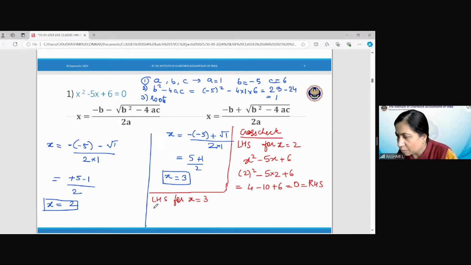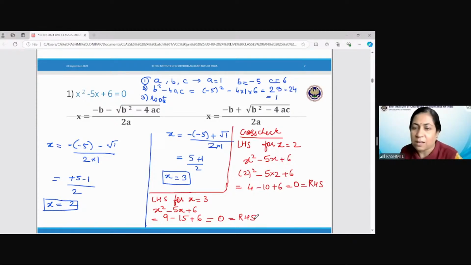So x square minus 5x plus 6 will be x square, 3 square is 9, minus 5 into 3 is 15, plus 6. 9 minus 15 is minus 6. Minus 6 plus 6 is 0, which is equal to RHS. So have you understood that these are the ways you have to find the answer?